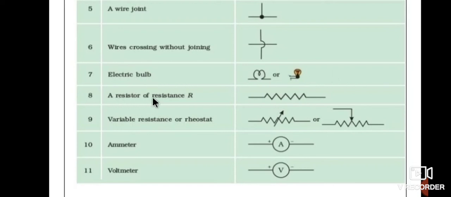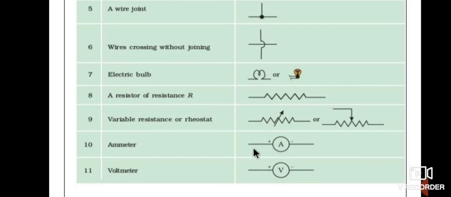Next, a resistor of resistance R, this is the symbol of a resistor of resistance R, the resistor symbol. Okay. Then the next point is variable resistance. Variable resistance is nothing but changing the resistance. Okay, resistance is changing, or we can say that it is a rheostat. In a rheostat we can change the resistance values. Okay, so this is a symbol of a variable resistance or rheostat. This one is only a symbol of resistance. Okay.